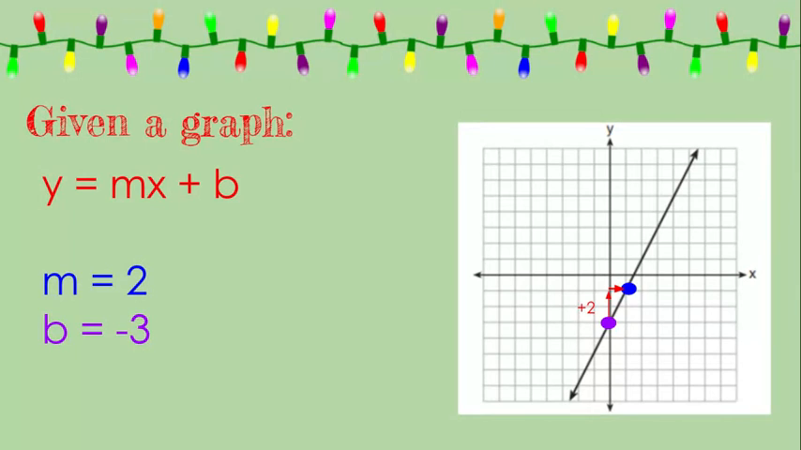If I use different points, I might get a slope of 6 over 3 or 8 over 4, which would still simplify to 2 in the end. You always want the simplest form version. Now I'm going to do what I did before. Now that I have m and b, I'm just going to replace my m and my b with the two values that I just found, and I'm going to get y equals 2x minus 3.